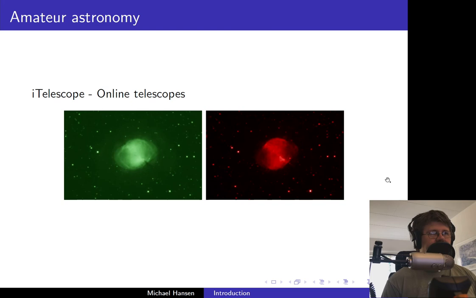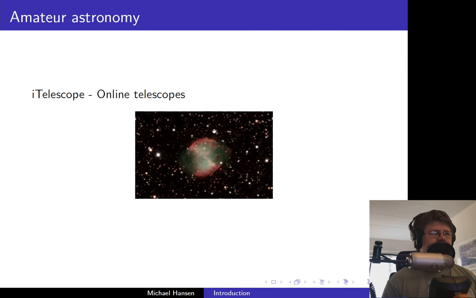So one other option for amateur astronomers is that we can go onto an online telescope service like iTelescope. And I have an account there and I still have some observational time. Here I have taken an image in a green filter and here I have taken it in a red filter. I can't remember whether these are also combined with narrow band filters. I'm going to talk more about what that is when we talk about real observations. But these are different ways to observe things. And I obviously lack the blue one here. There's also a blue color. But when you combine it all together, you get an image like this. Pretty neat, huh?